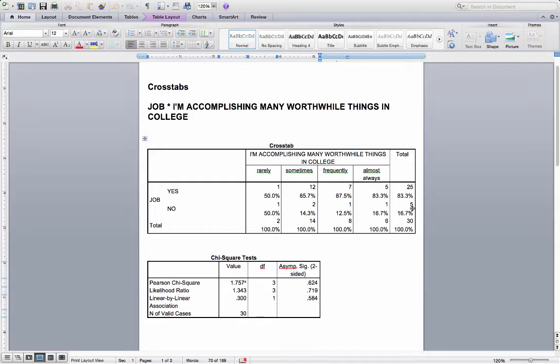Of course, there were a lot more people who had a job than didn't have a job. So we'll focus on yes in our write-up. Realistically, we had 12, which turned out to be 85.7% of the population who sometimes felt like they were accomplishing worthwhile things in college. So we need to know the 85.7, we need to know the 12, and we need to know sometimes.